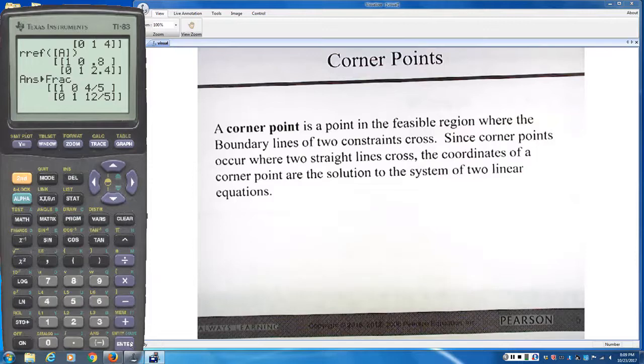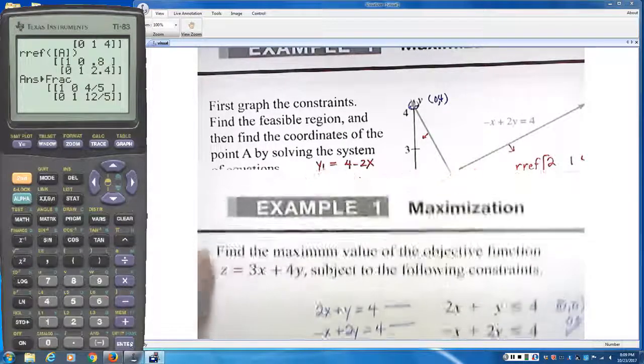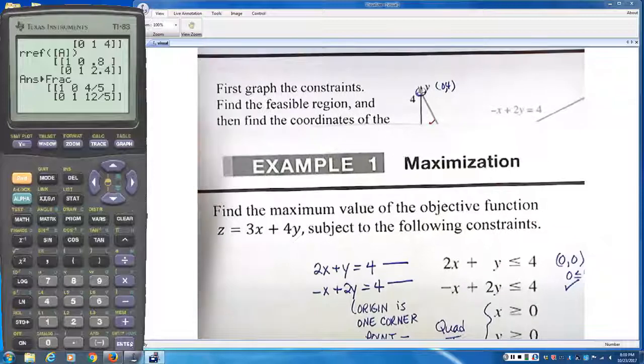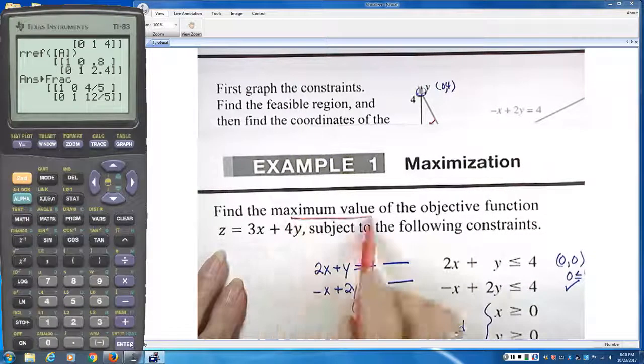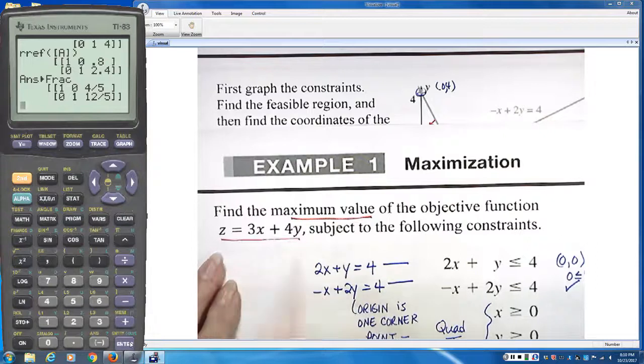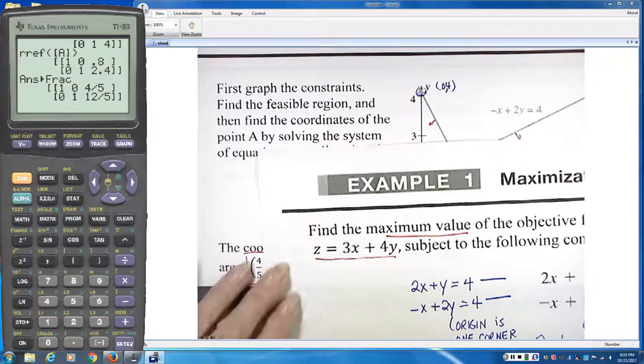Yes, okay. So let's go back and get the objective function here. So I'm going to go back to example 1, and it says maximize, or find the maximum value of the objective function. So there's our objective function. So for the objective function, we need the corner points.